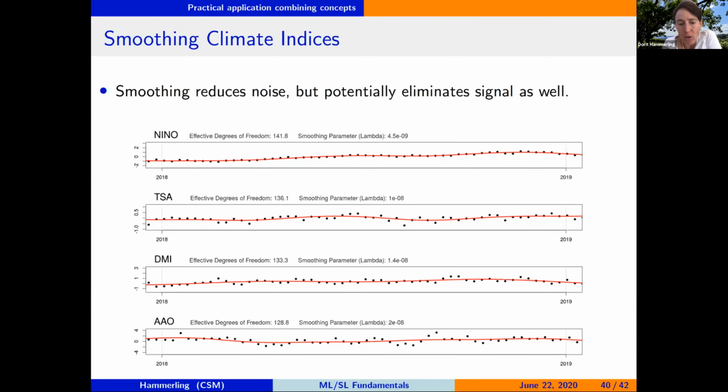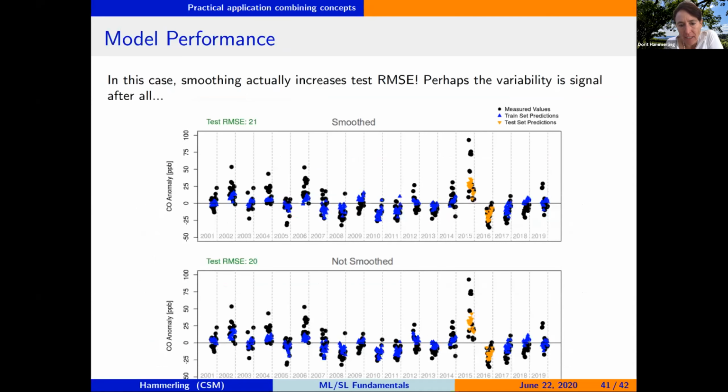Now we can zoom in here, and if you look at the lowest row here, the AAO, one thing you can see here is that you might be killing some of the signal. So there's clearly something going on in that signal that might have been lost in our smoothing parameter term here. And here's the last slide we have here.